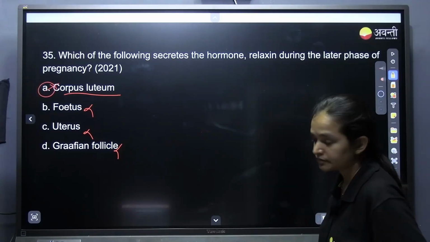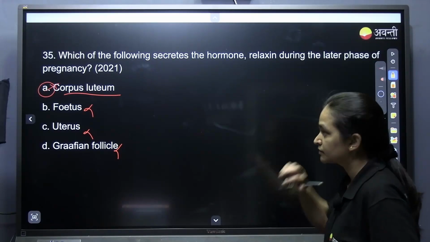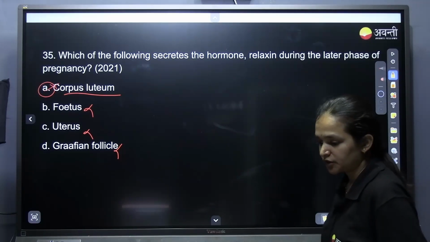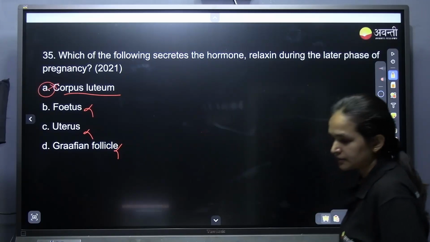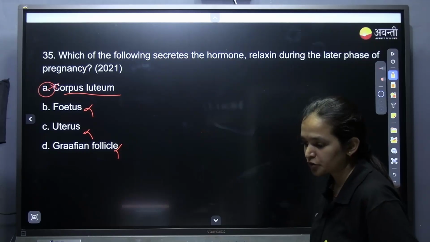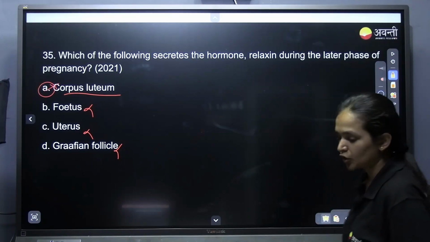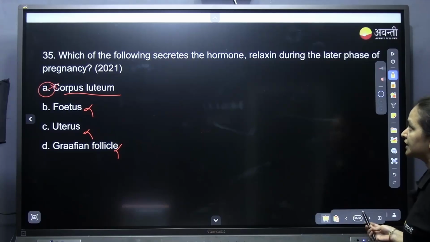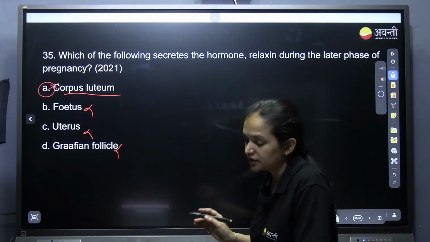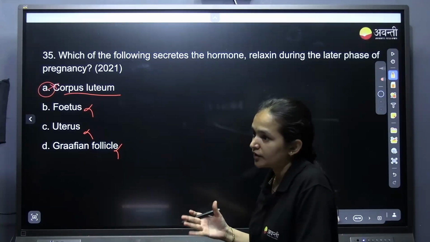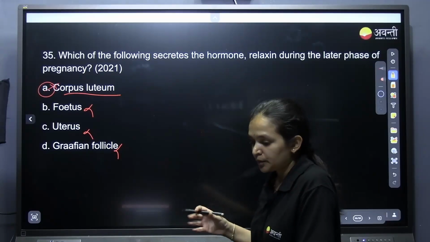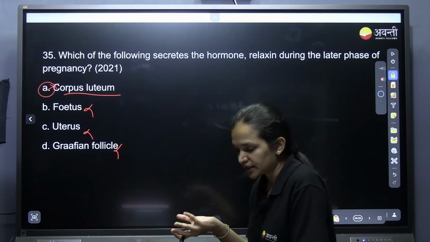Understood? It is the corpus luteum which is producing the hormone relaxin. Understood? Yes. Relaxin. Corpus luteum. Hormone name is relaxin, which relaxes, for example, at the later part of the pregnancy. Later part of the pregnancy means for the parturition or the delivery of the baby. What happens? The pelvic girdle bones are there, right?